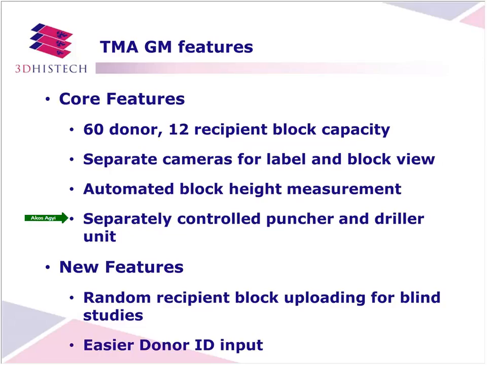In this machine, the puncher and driller unit is controlled separately, which means that the two units can work in parallel. This makes the TMA Grandmaster the most quick, actually the fastest tissue microarrayer right now.